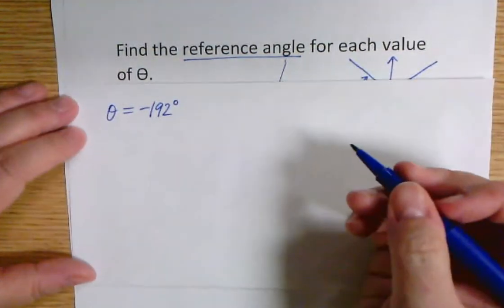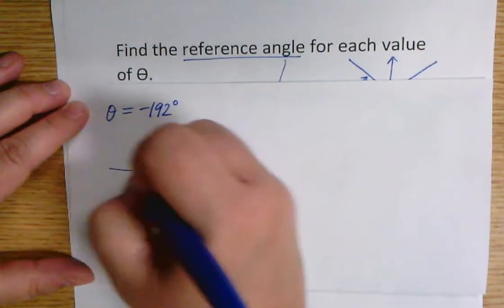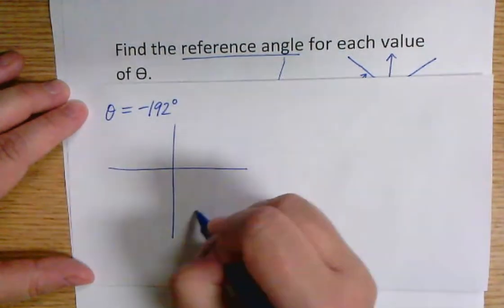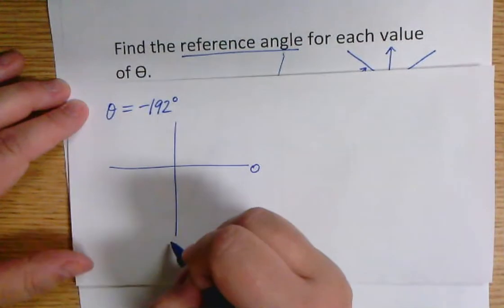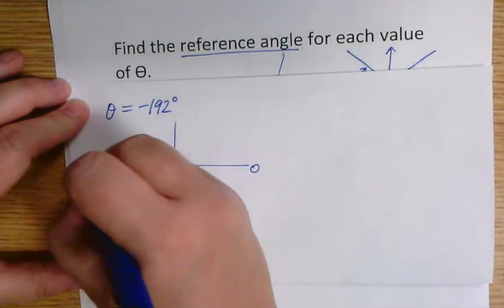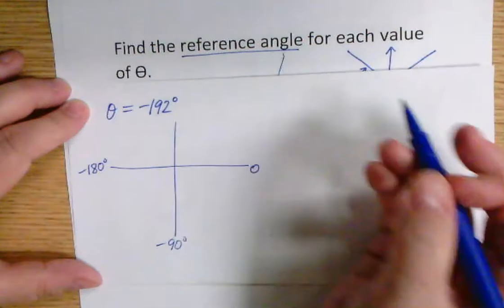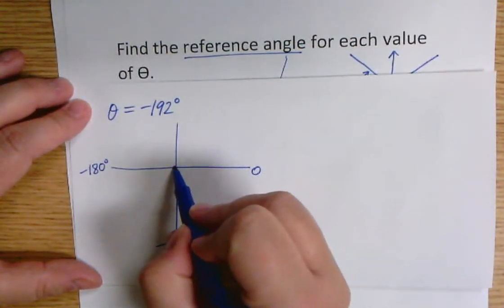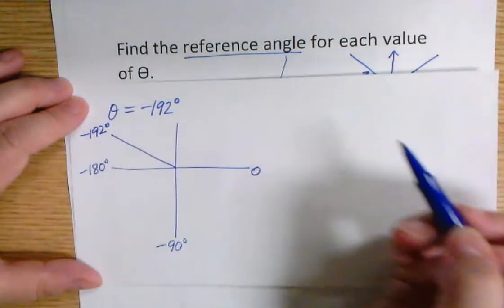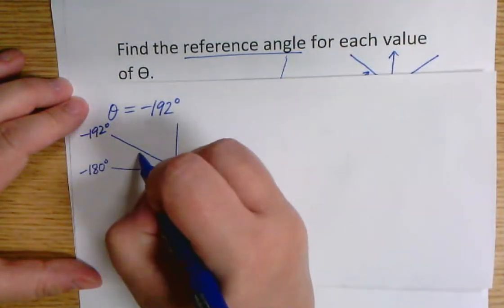Negative means rotate the other way, which is instead of counterclockwise, going clockwise. So if I'm rotating clockwise, here's 90, here's 180. We're a little bit past that, so here we are, somewhere up here.